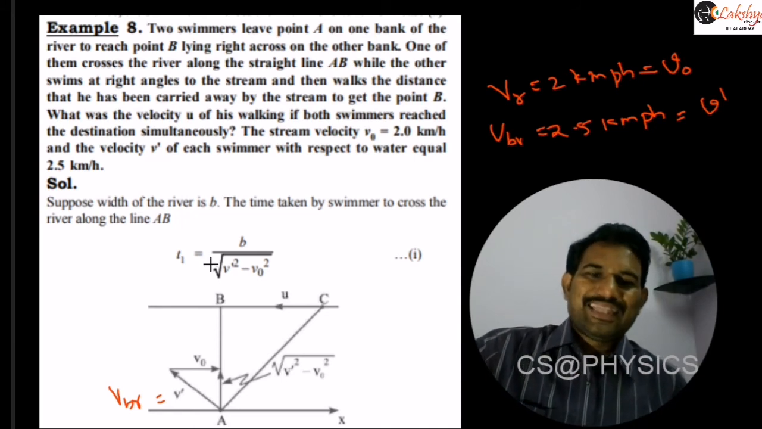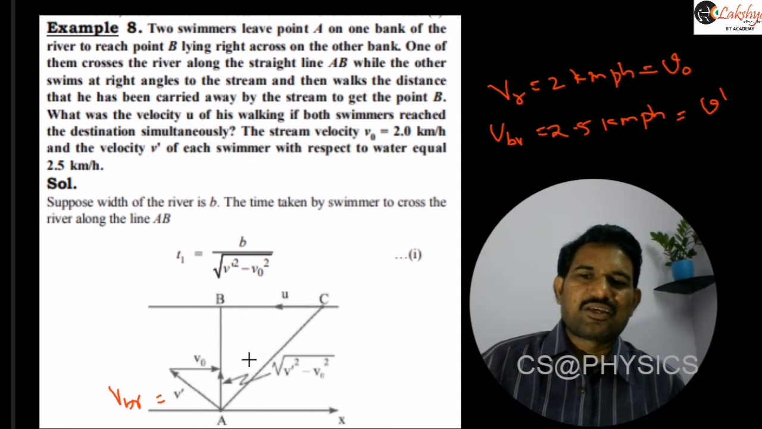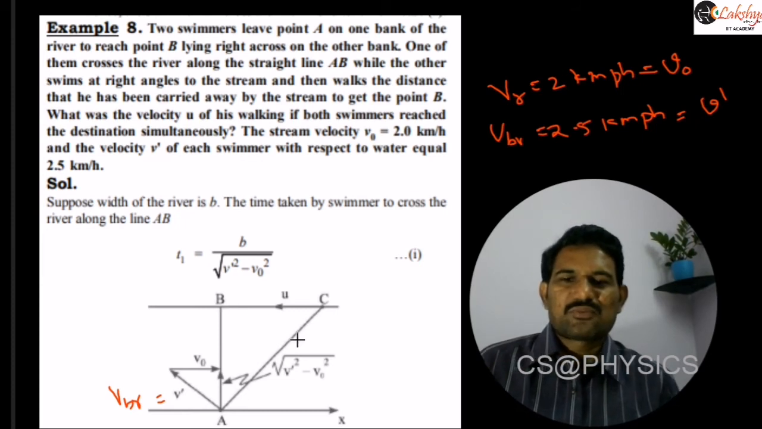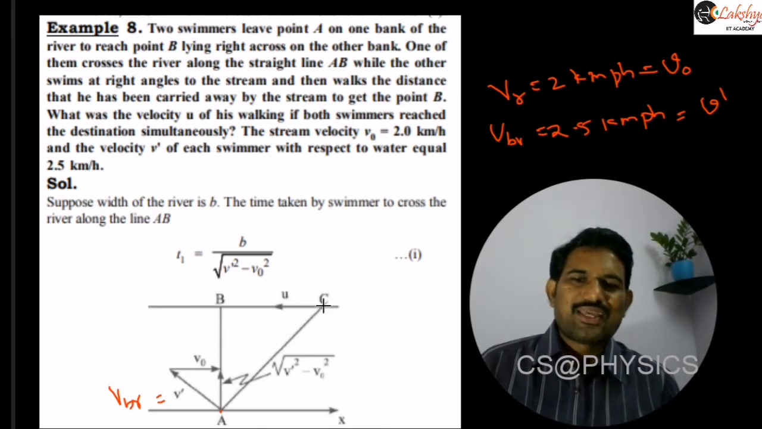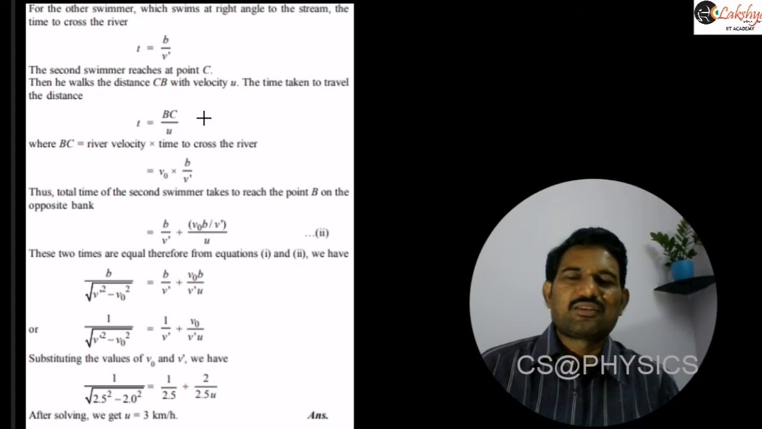In this time, because this is the maximum time, this person reaches this point. In this time the other person has to cross the river and also walk this distance. Again for this person you can write the expression for the time taken to travel from A to C, that means to cross the river. Then in the remaining time, T1 minus T2, he has to travel this distance. So now you can apply this formula.